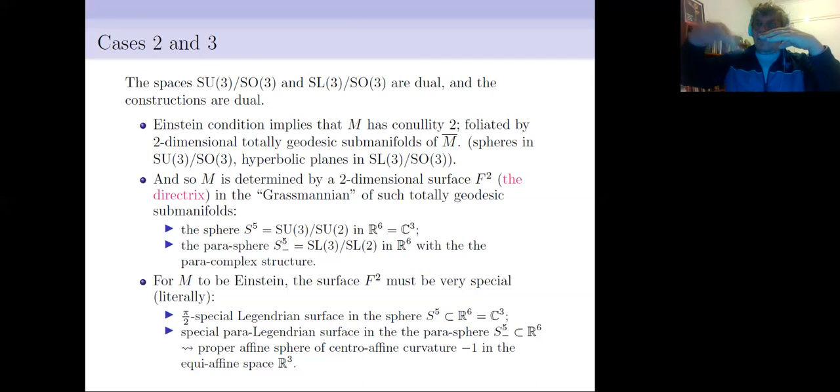You get that your surface is fibered by totally geodesic things, and the totality of these totally geodesic things is one of two known manifolds. And so you take a 2-dimensional surface in the Grassmannian, and it parametrizes your Einstein hypersurface. This is the meaning of the word directrix in the statement of the theorem. This is what directrix means.